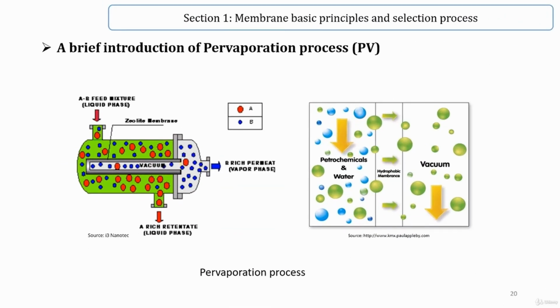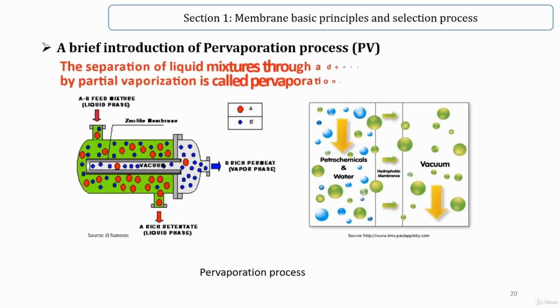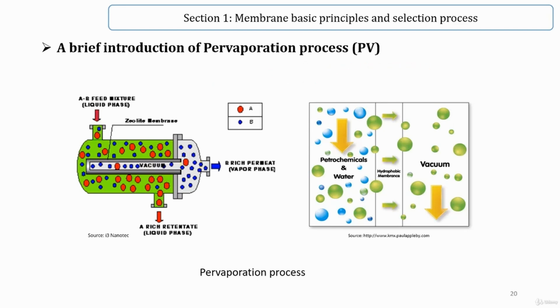Let's have a brief introduction of the pervaporation process. The separation of liquid mixtures through a dense membrane by partial vaporization is called pervaporation. Unlike the other membrane processes that have liquid phase on both sides, in pervaporation the phase changes from liquid to vapor during transport through the membrane.